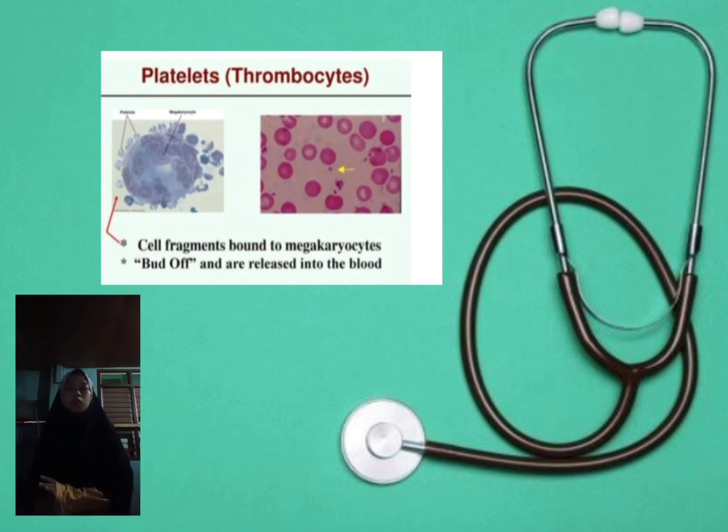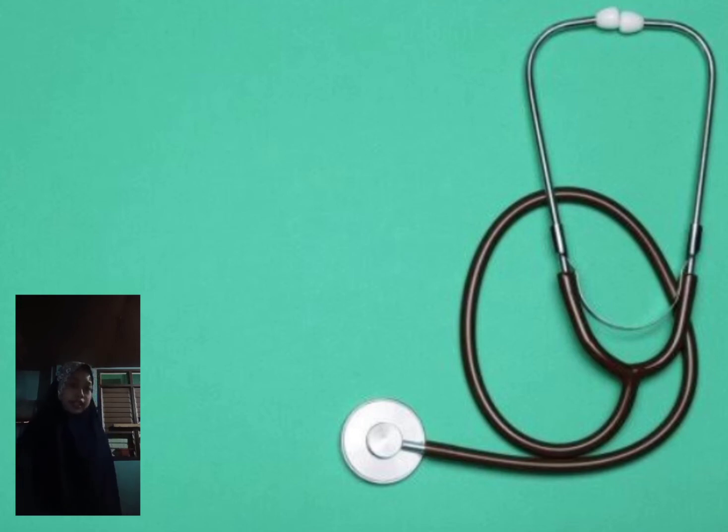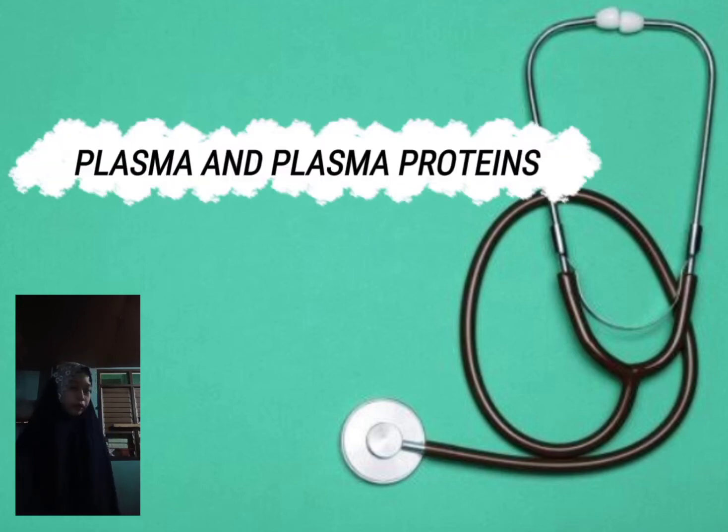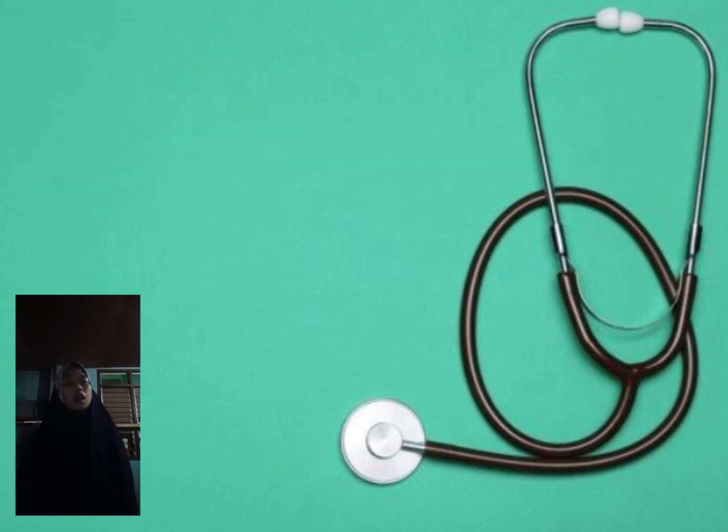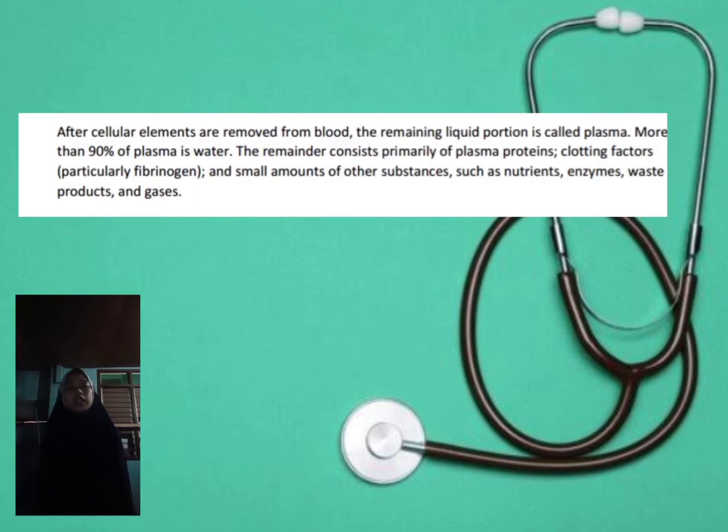And bone marrow contains stem cells that develop into red blood cells, white blood cells, and platelets. So the next is the plasma and plasma protein. These are after cellular elements are removed from blood. The remaining liquid proportion is called the plasma. More than 90% of plasma is water.